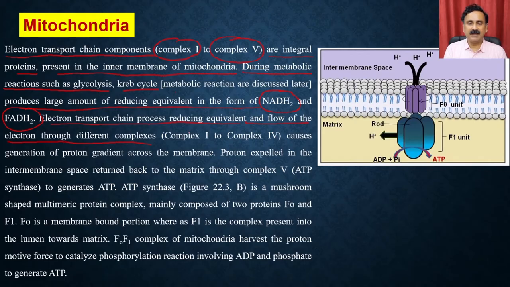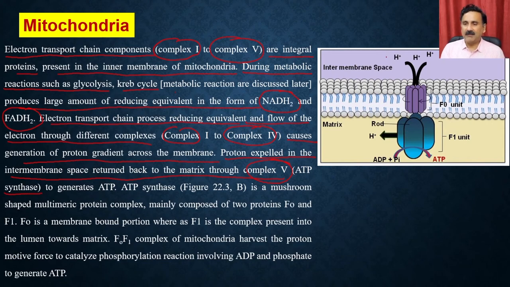So what happens is that the electrons are moving from complex 1 to complex 4, and that causes the generation of a proton gradient across the membrane. It is going to accumulate a large quantity of protons. Then the protons expelled into the intermembrane space return back to the matrix through complex 5, and this is what you see here, complex 5, which is called the ATP synthase.